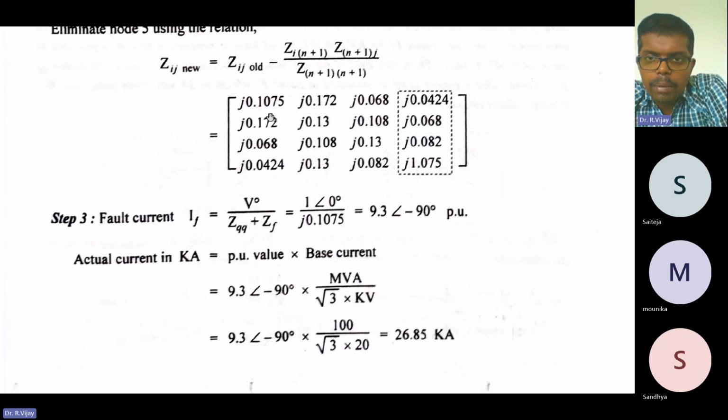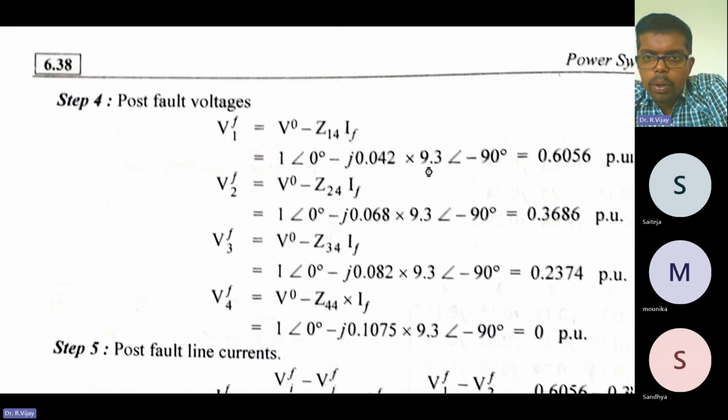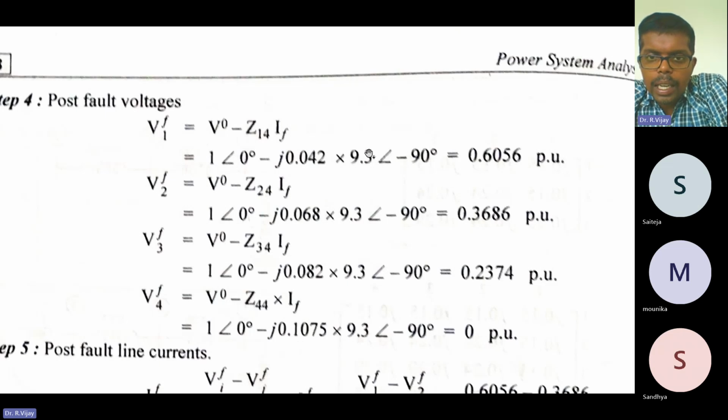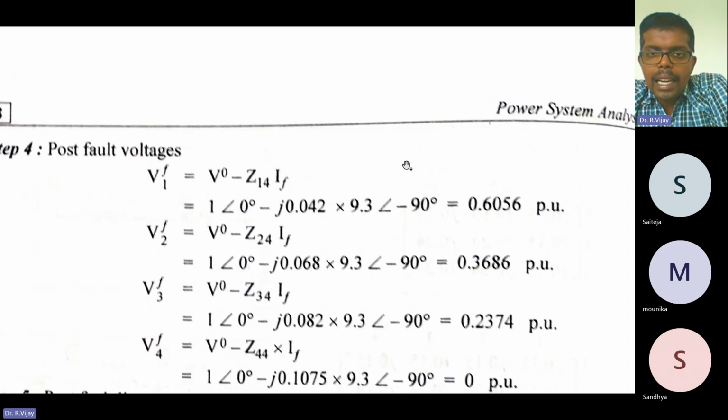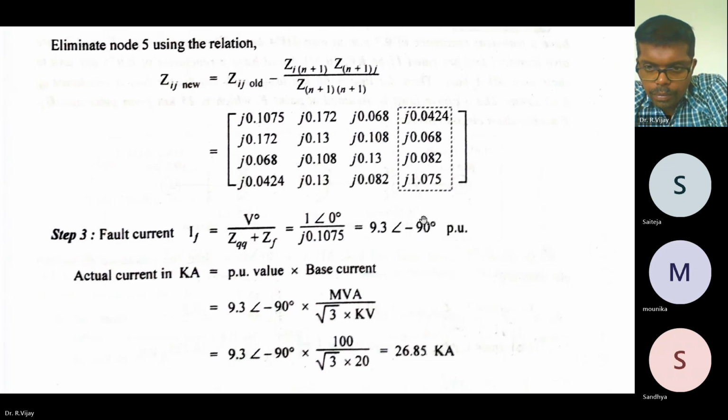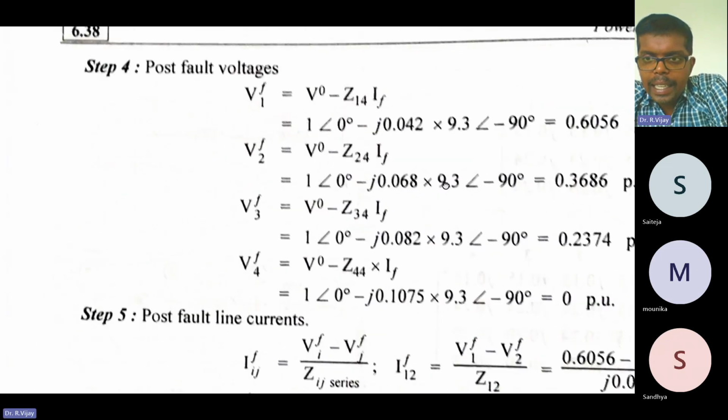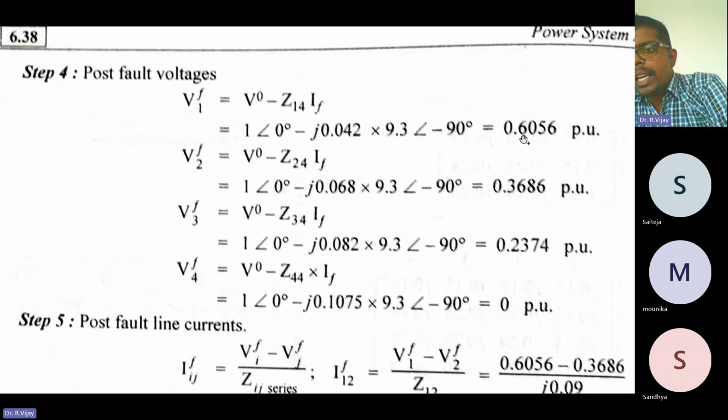Z14 you need to calculate from this matrix. Z14 is j into 0.424, into the fault current. The fault current we have already calculated as 9.3 at the angle of minus 90 degrees. Just substitute and you'll get the answer as 0.6056 per unit. That is V1F. Similarly, V2F is equal to V0 minus Z24 into IF. Just substitute it, and you'll get the answer as 0.3686 per unit.